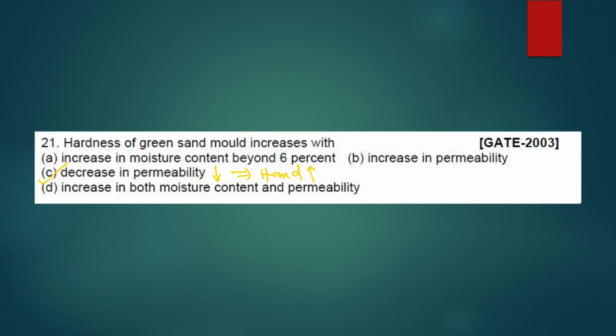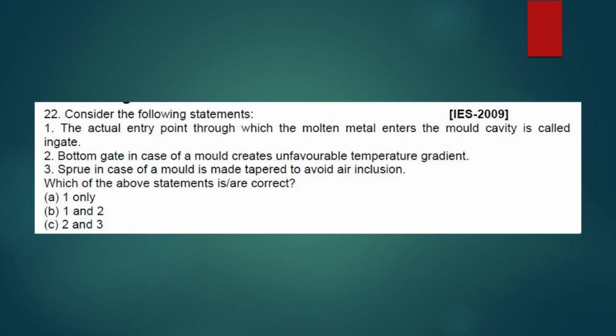Consider the following statements. The actual entry point through which the molten metal enters the mold cavity is called in-gate. Correct. Bottom gate in case of mold creates unfavorable temperature gradient. Top gate we are using if this is the mold cavity, at top we are feeding. This is top gate system. And this entry point we are calling as in gate.